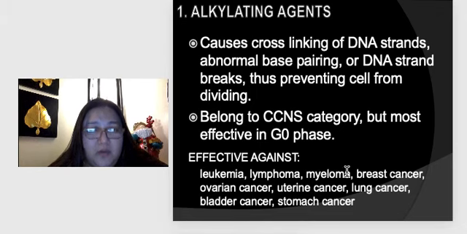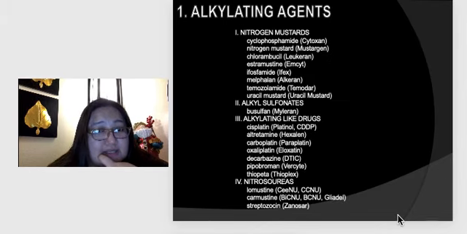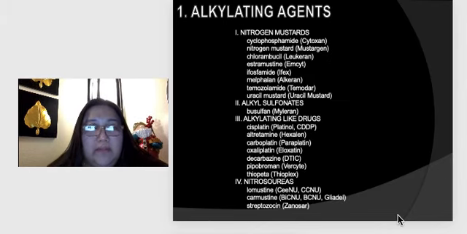Leukemia, lymphoma, myeloma are all types of cancers of the blood. And also breast cancer, ovarian cancer, uterine cancer, reproductive cancers. And then lung cancer, bladder cancer, and stomach cancer. These are the alkylating agents. And among the nitrogen mustards, cyclophosphamide and nitrogen mustard ang most common. Alkyl sulfonates, busulfan, sa alkylating-like drugs, cisplatin, and the nitrosoureas, the lomustine, carmustine, and streptozocin.